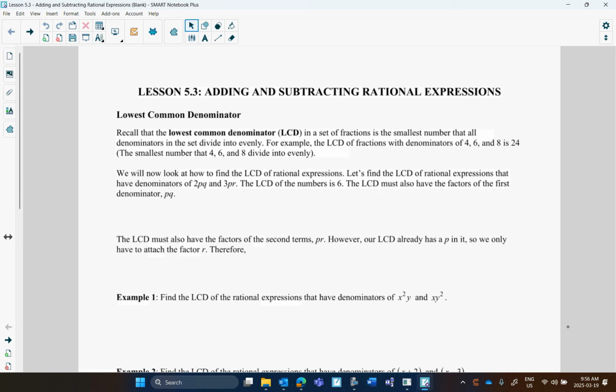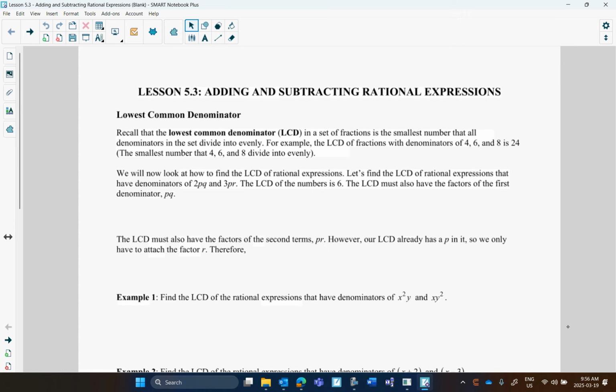That's this. So when we did it for numerical fractions, that was the smallest number that all the little denominators went into. So if you were adding, say, 3 fractions, and the denominators were 4, 6, and 8, the lowest common denominator would be 24 because that's the smallest number that 4, 6, and 8 divide evenly into.